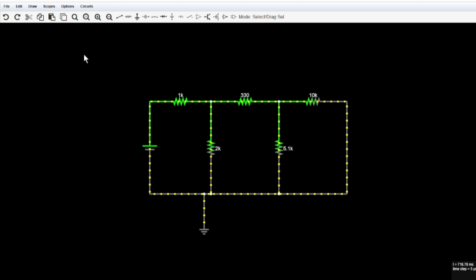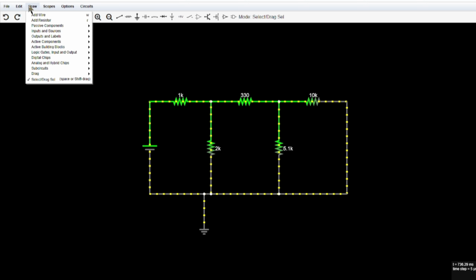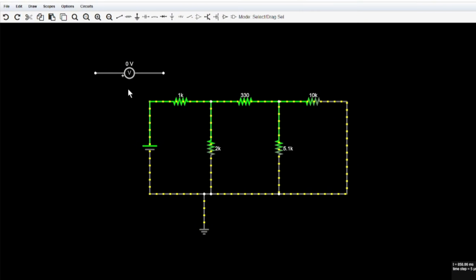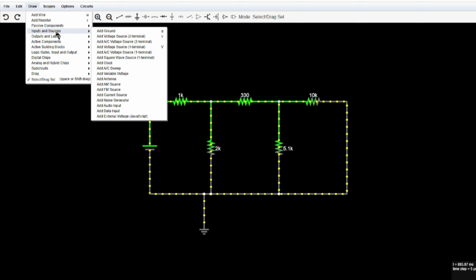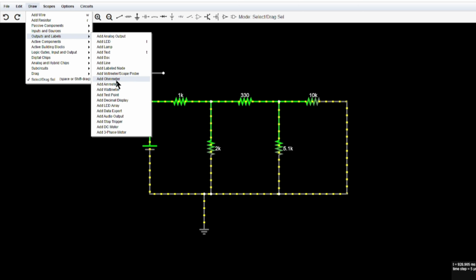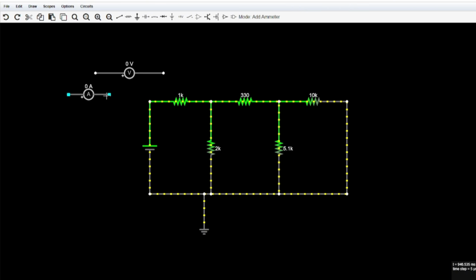In order to do that, you just have to go to the draw part. Then you have to go for the output as labels. As you can see, we do have the ammeter, and we also do have the voltmeter, right? In order to use the ammeter, you just click on that. We can use the voltmeter over here. As you know, the voltmeter should be connected in parallel, while the ammeter should be connected in series. We all know about that. So let's go for the outputs and effect. Again, we do have the ammeter. Okay, cool. So let's just copy and paste it for each one.